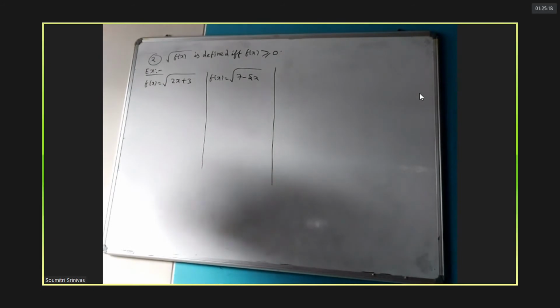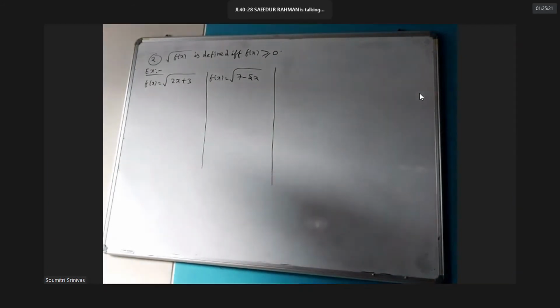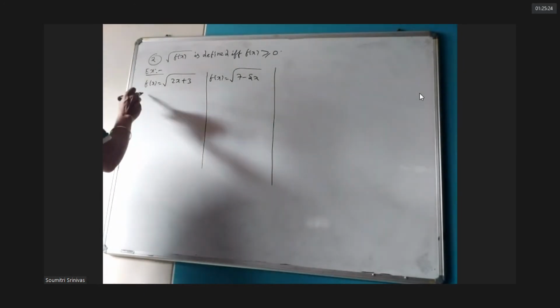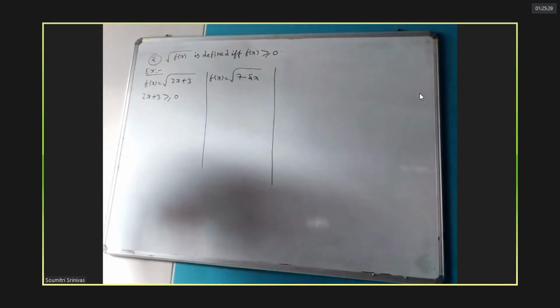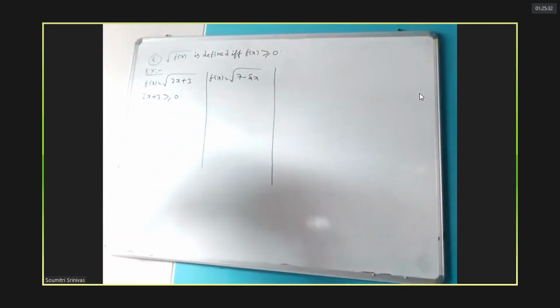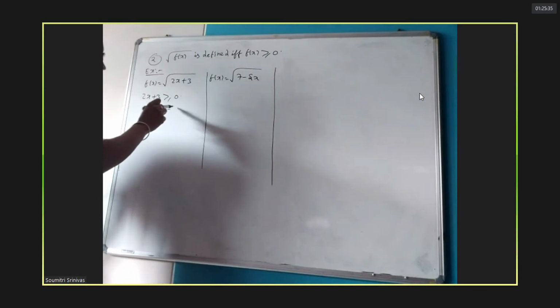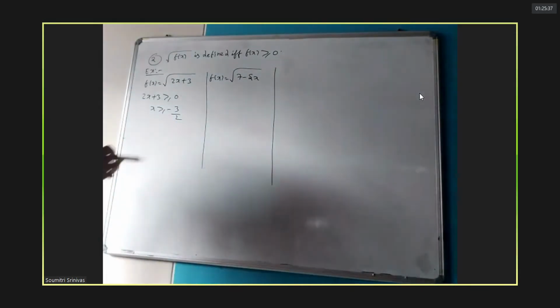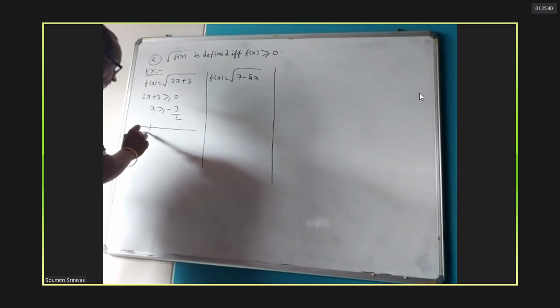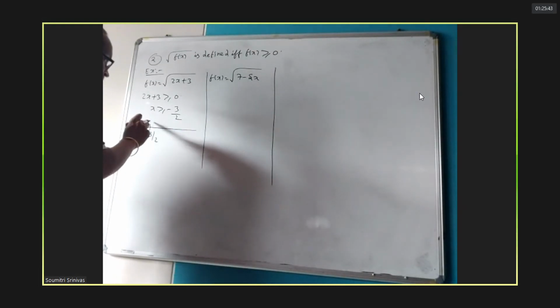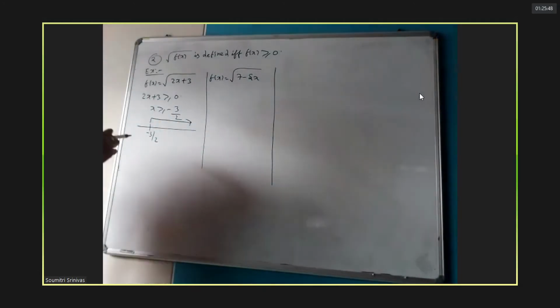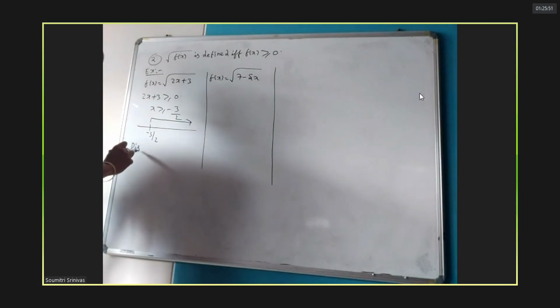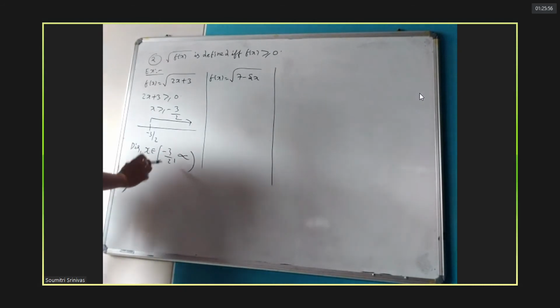Children, waiting for the answer to the first one. Sir, closed bracket minus 3 by 2 comma infinity. 2x plus 3 greater than or equal to 0. Correct? x greater than or equal to minus 3 by 2. On the number line, from minus 3 by 2, are you going to the right or to the left? To the right. So what's the domain? x belongs to closed minus 3 by 2, open infinity.